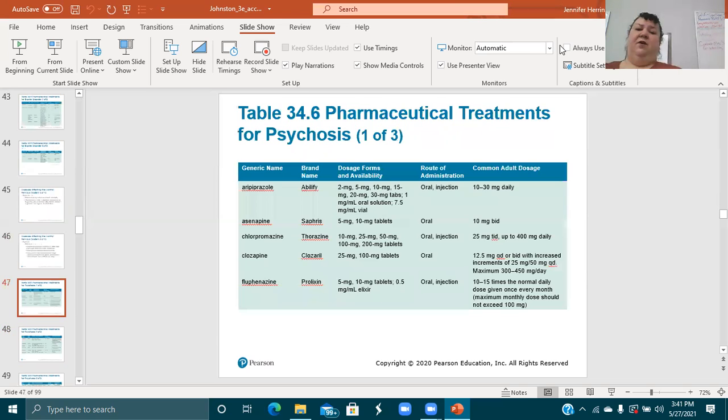Table 34.6 depicts the pharmaceutical treatments for psychosis, and that is on page 593 of the text. I'm sorry, it begins on page 592 and carries over to page 593. Again, please look at this table at your leisure.